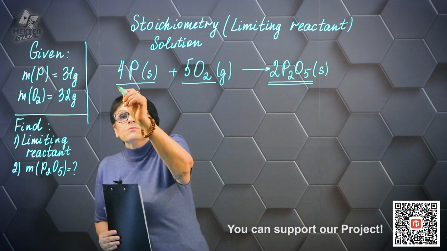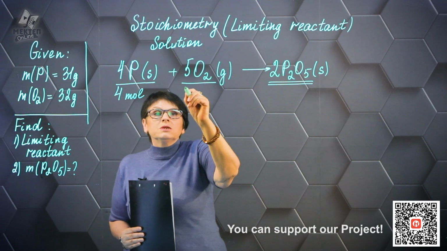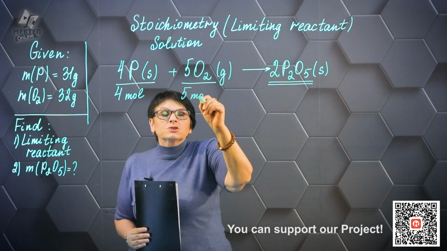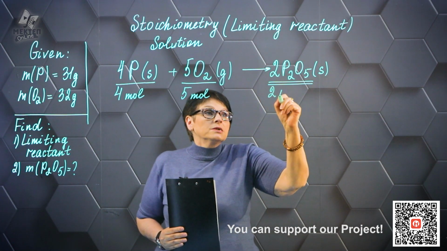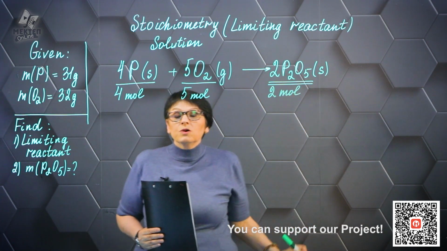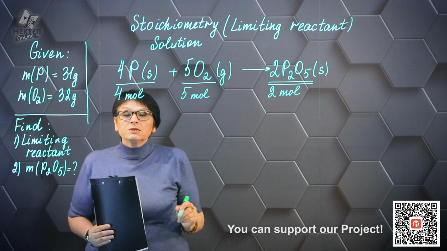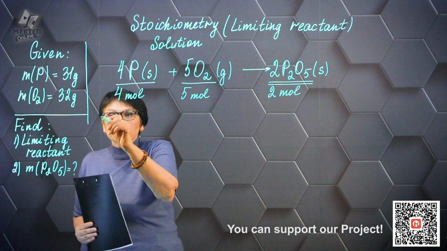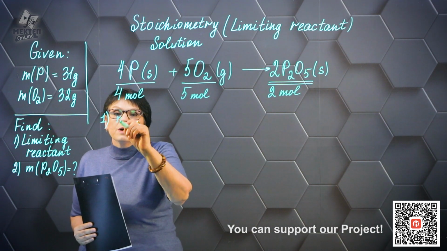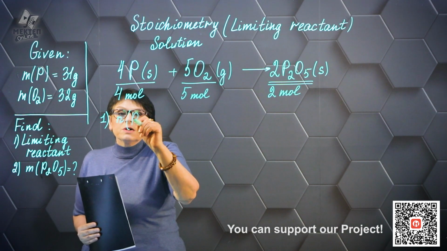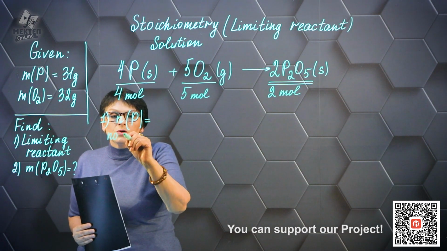As usual, we're going to solve by the mole method. We'll write here 4 moles, and 5 moles here. Those are the numbers resulting from the coefficients. And here we have 2 moles. And now, by the condition of our problem, we're given the masses of phosphorus and oxygen. Then let us find how much that is in moles. We'll find that for phosphorus first, so we get the number of moles.